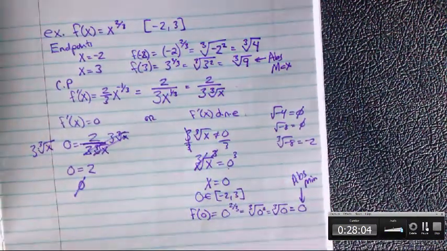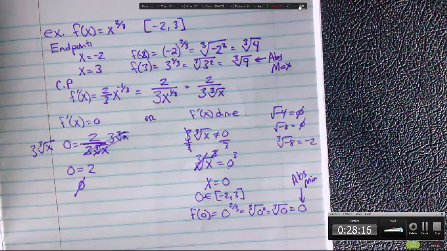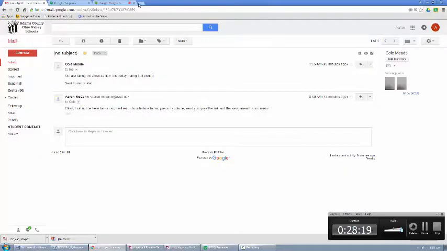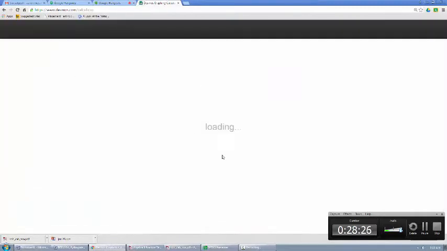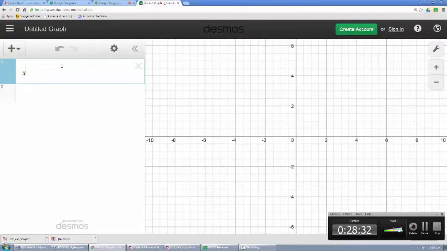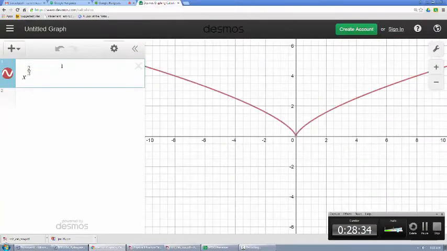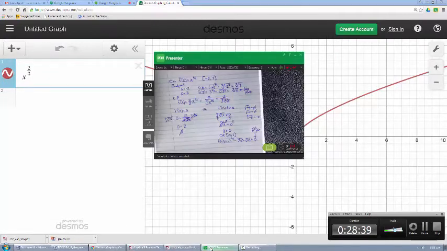Yeah, let's take a look at this graph real quick. If we take a look at the graph of this, we'll see what this picture looks like. So if we go to Desmos, launch the calculator. If we type in x caret 2/3, there's the object that we're interested in. And what was the interval? Negative 2 to 3.